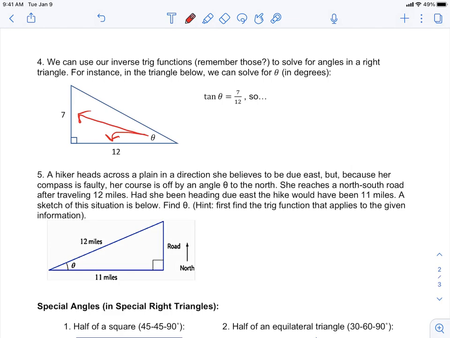And if that's true, then the arctangent of 7/12 should give us the angle. This is using the inverse tangent to solve that equation, so it's kind of working backwards. So again, if you type that into your graphing calculator using the mode degrees, of course, you should get approximately 30.26 degrees. So just over 30 degrees.